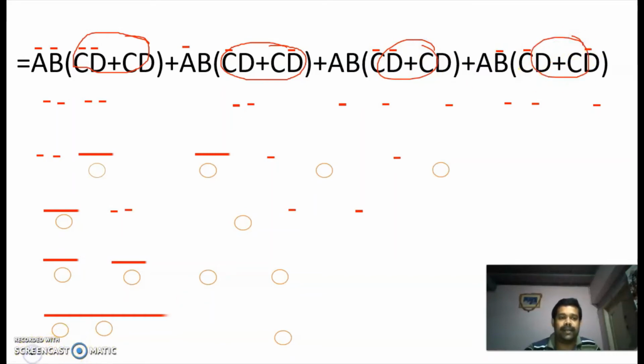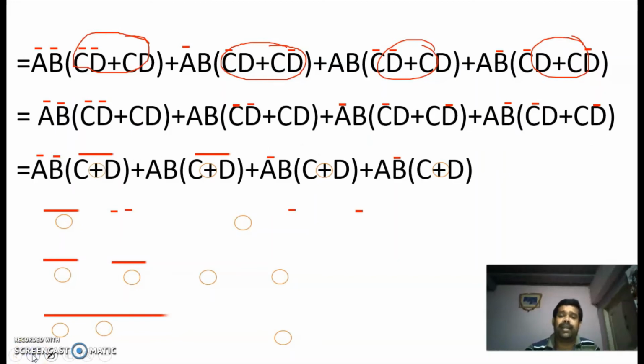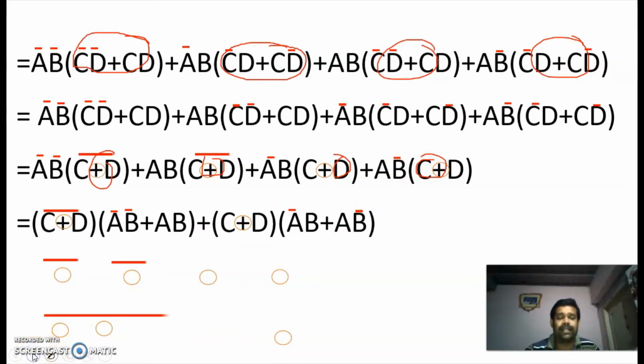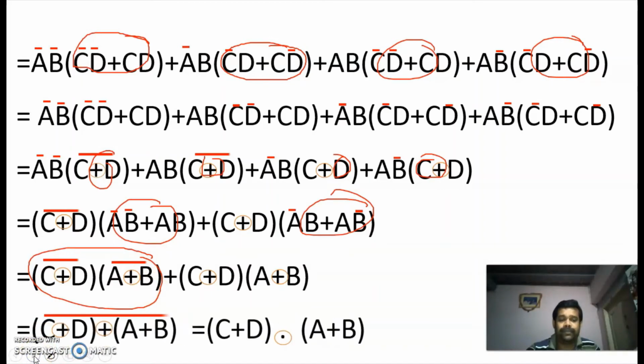Now next we have written that in the form of XNOR and XOR. Then you have taken this common from the first two and this common from the third and the fourth, and then this is again in the form of XNOR and this again in the form of XOR. Then this is again in the form of XNOR. So this is the answer.